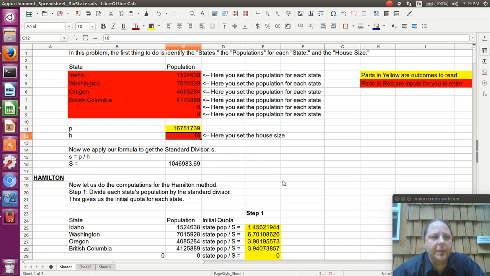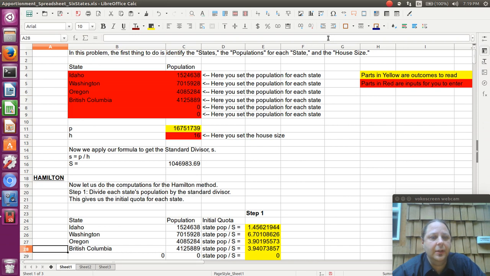So then I decide how many seats I've got in the house. The house size is 16 because the assignment says to make it 4 times the number of states. Okay. Now all the rest of this is done automatically for me. It has automatically computed the population by summing those. It has automatically computed the standard divisor by dividing those.